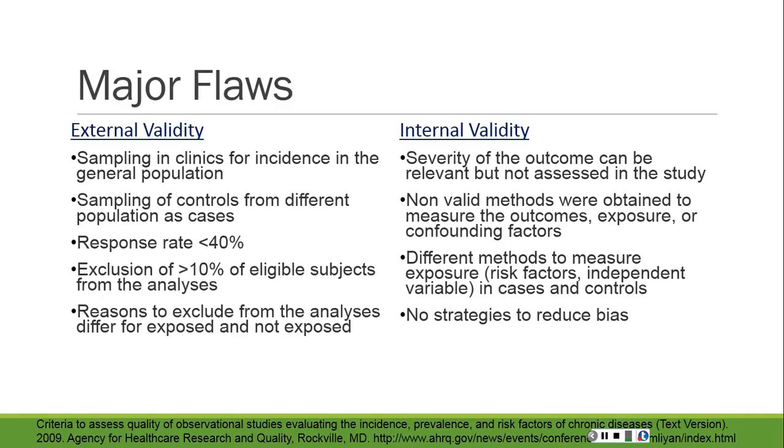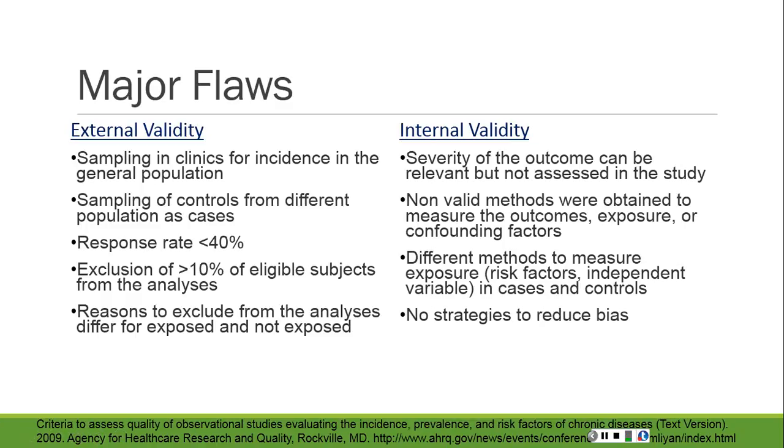Major flaws for these types of studies in terms of external validity would include sampling in a clinic for a study that would be interested in measuring incidence in the overall general population. Again, as we suggested, if the clinic is the source of both the cases and controls or the cohort, that may not necessarily reflect the incidence in the overall population. If the controls come from a different population than the cases, that can be a problem.